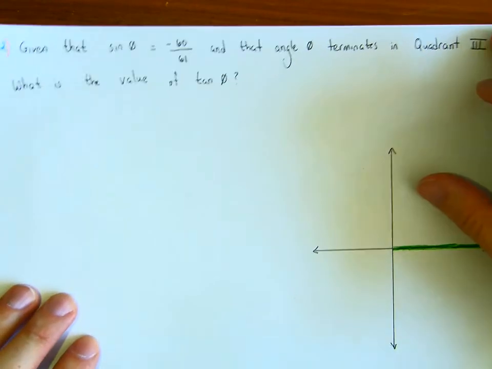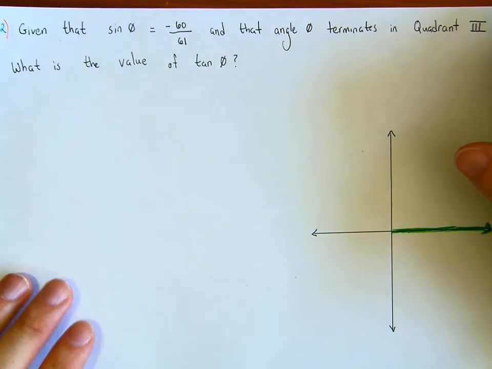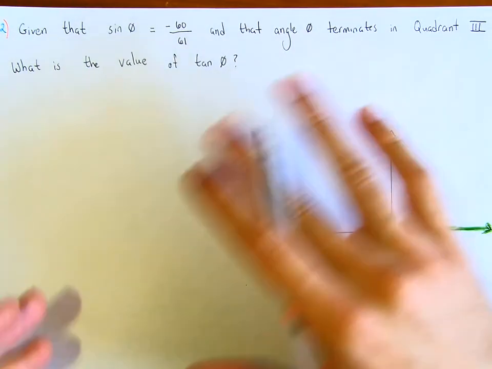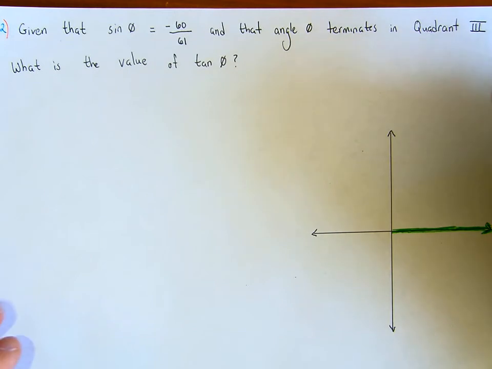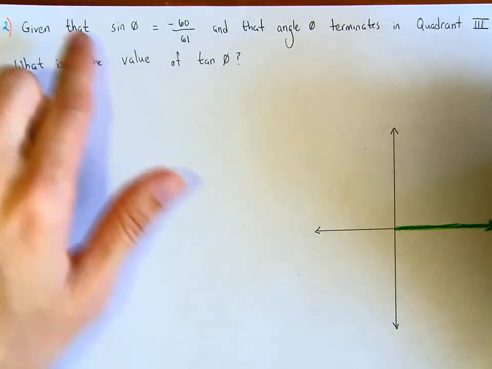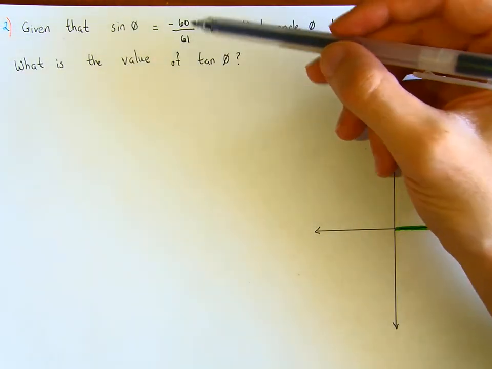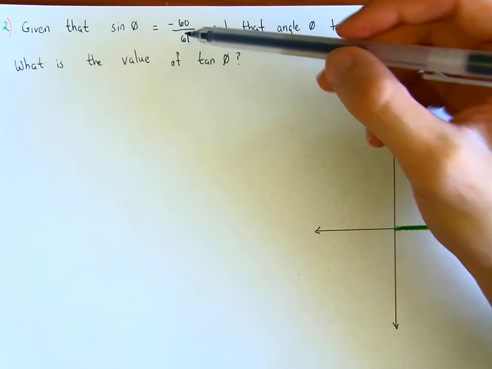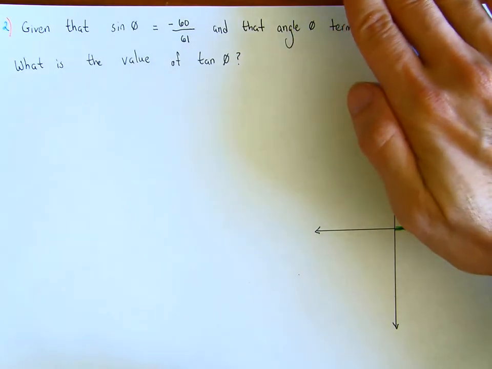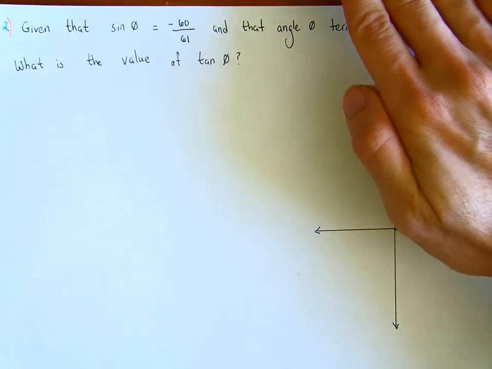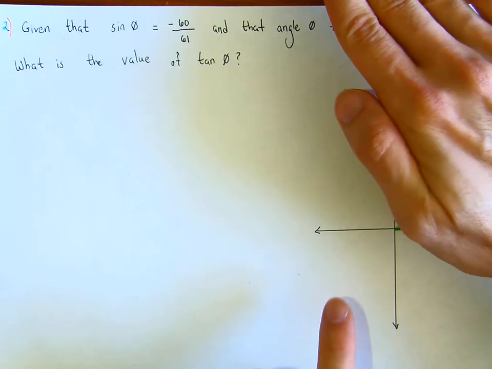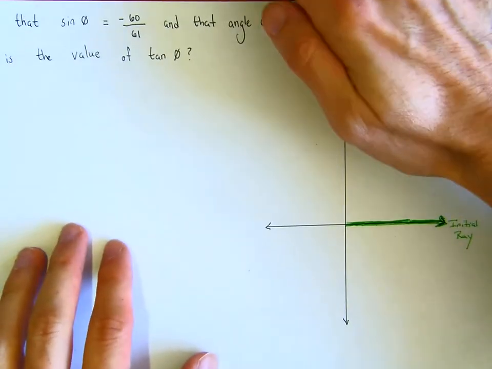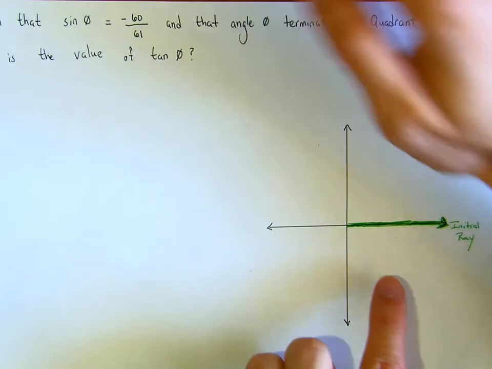Now here, what I'd like you to do is, given what we did in the previous example, try and do this question on your own. Okay? Let's read it together. It says, given that sine of theta is equal to negative 60 over 61. So even without continuing, you know that sine is negative. Where will sine have to be? It's going to have to be in quadrant 3 or 4.